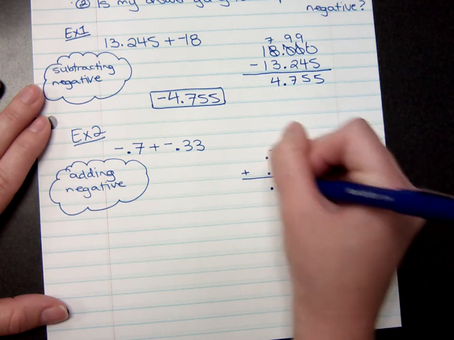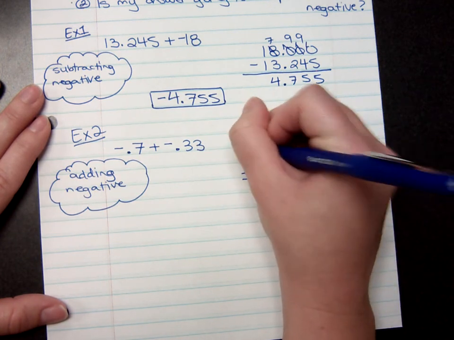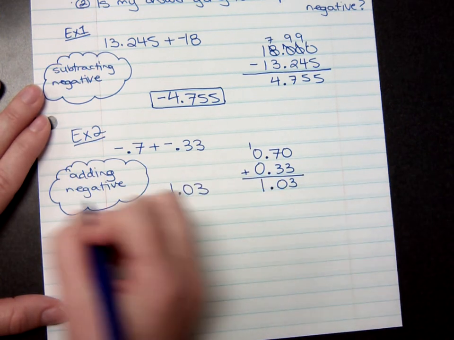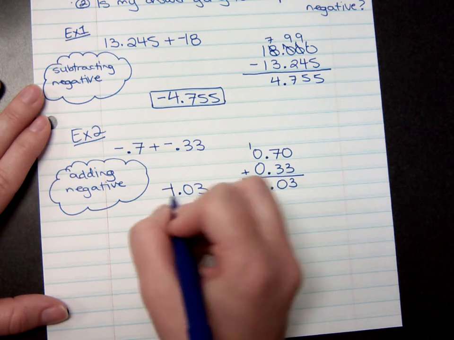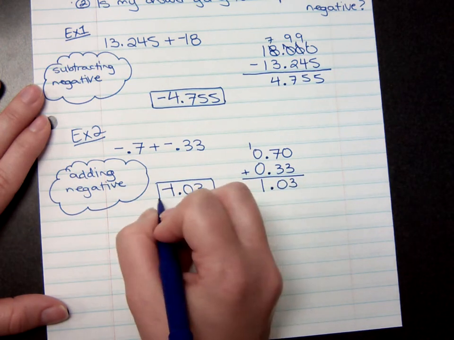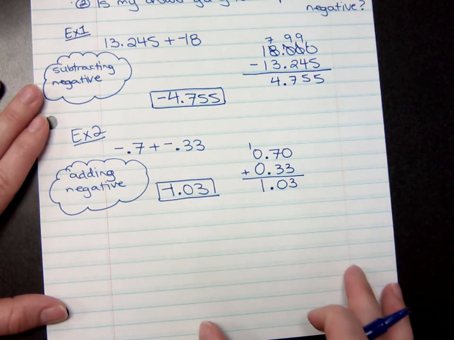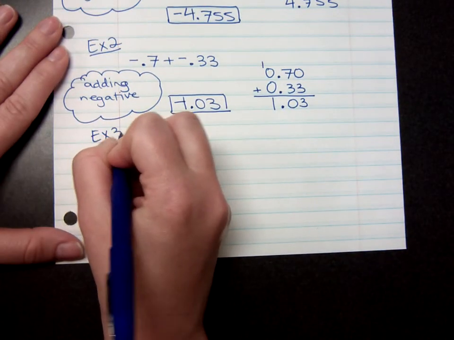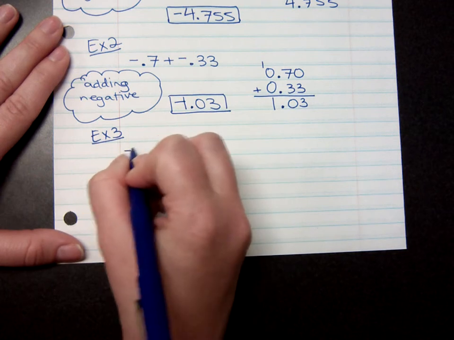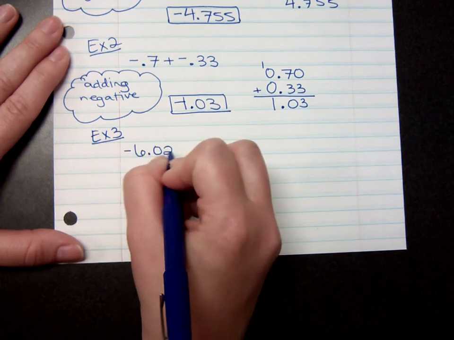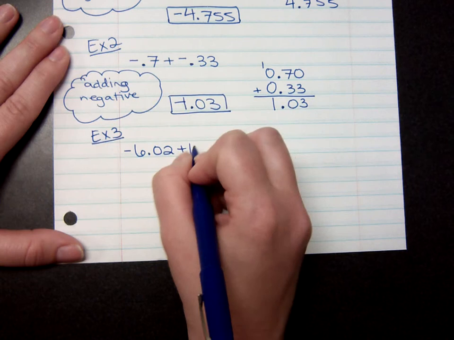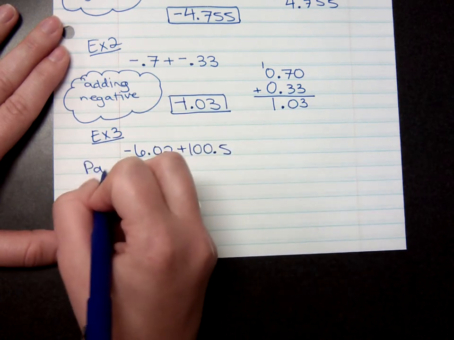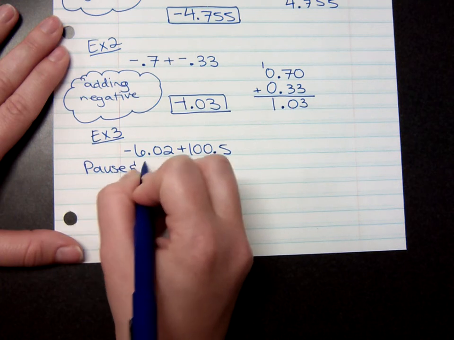Bring my decimal point down. I can put zeros here, carry a 1. Should get 1.03, and then my answer needs to be negative, so I add my negative. Alright, go ahead and try this one. If I have negative 6.02 plus 100.5. Go ahead and pause the video and try this one.